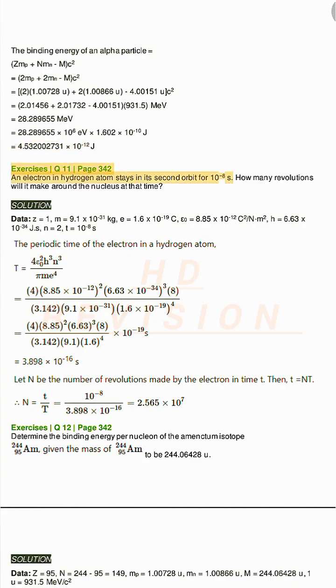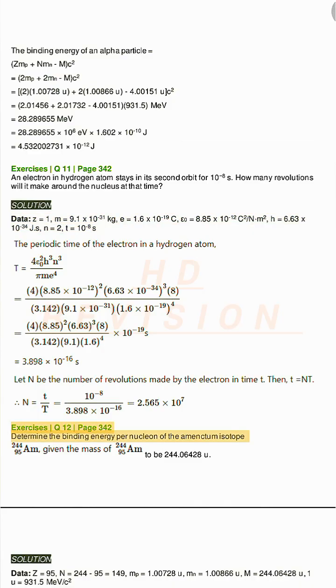Exercises Q11, page 342. An electron in a hydrogen atom stays in its second orbit for 10⁻⁸ s. How many revolutions will it make around the nucleus at that time? Solution. Data. Z equals 1, m equals 9.1 × 10⁻³¹ kg, e equals 1.6 × 10⁻¹⁹ C, epsilon 0 equals 8.85 × 10⁻¹² C²/Nm², h equals 6.63 × 10⁻³⁴ Js, n equals 2, t equals 10⁻⁸ s.